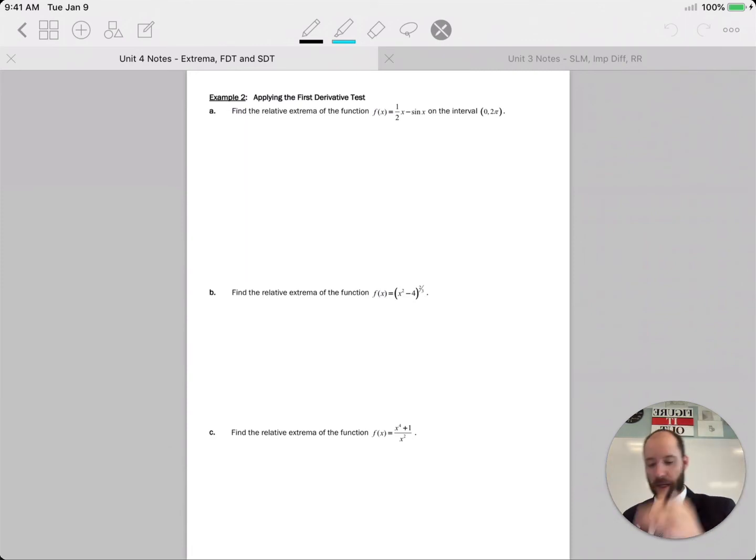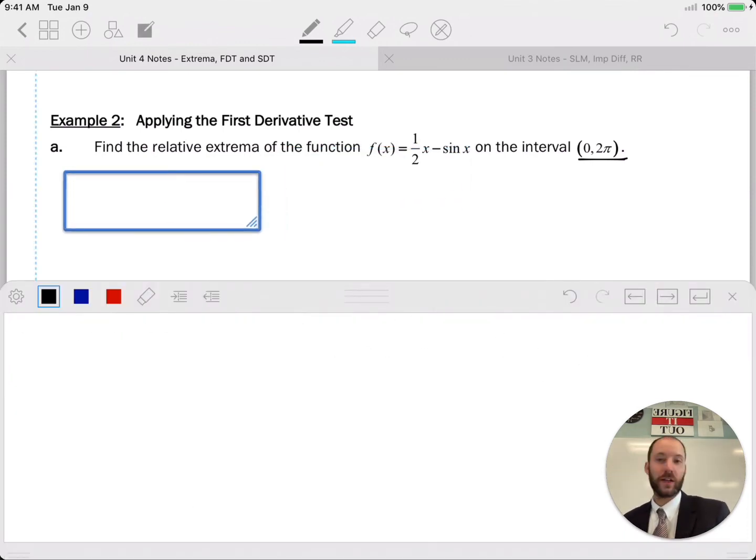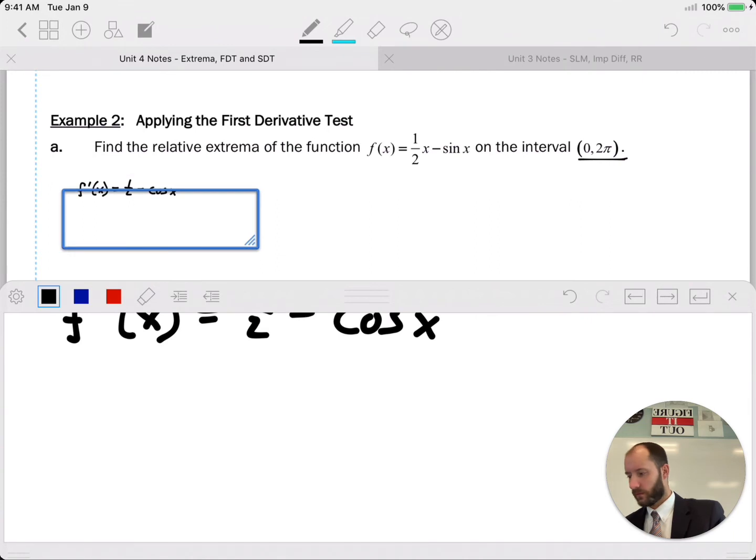So looking at some examples. Oh no, trig, don't get scared, okay? We're only looking at an interval of 0 to 2 pi, the unit circle. And even though it's trig, do the same thing. Derivative first, factor it out, find your critical numbers, make a table. So f prime is 1/2 minus sine x. Derivative of sine is cosine, so minus cosine x. So then set equal to 0.